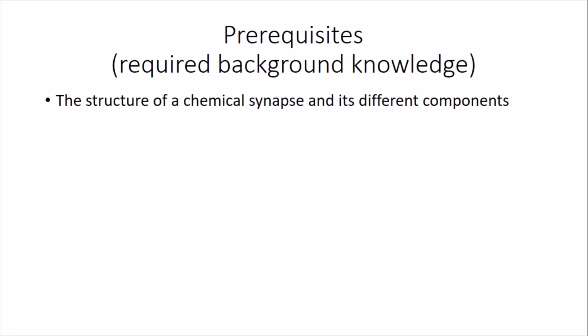Now, the things that you need to know from before, the prerequisites, are the following. The structure of a chemical synapse and its different components. You can see details on this idea in the previous video, part 1, and in the book as well. The threshold of depolarization, and I remind you this is the minimum level membrane potential that must be reached in order to form an action potential or response. It's about minus 55 millivolts.